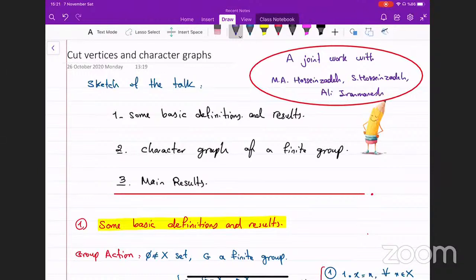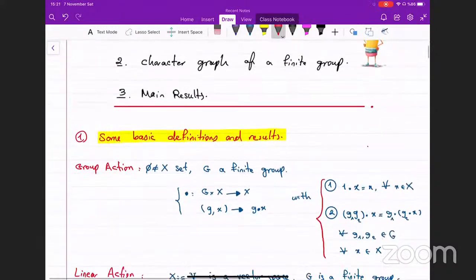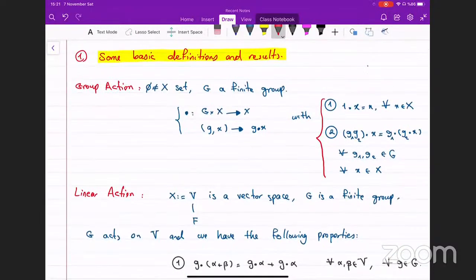So the sketch of my talk is, first of all, I will start with some basic definitions and results. You may be familiar with or not, some topics on character graph of a finite group, and then our main result with respect to the results in this paper. Okay, so some basic definitions and results.